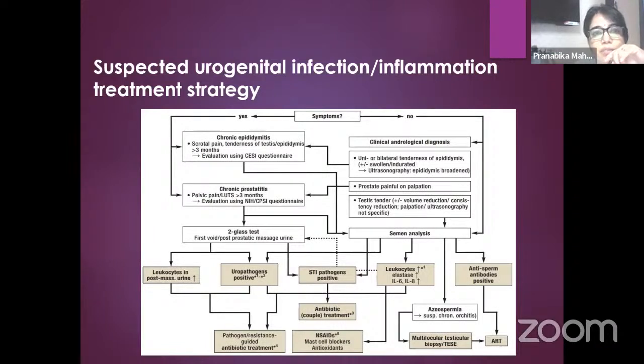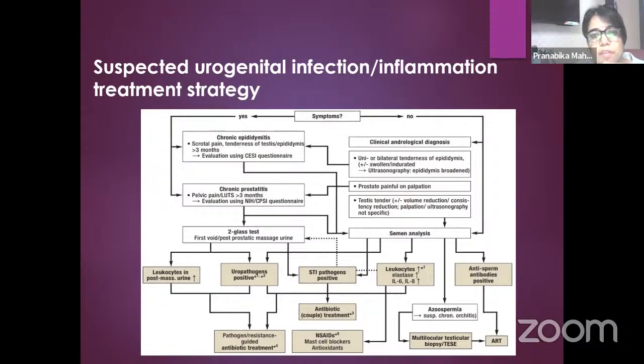So if someone has infection, one can have chronic epididymitis, chronic prostatitis. They will have scrotal pain, tenderness on the testes or epididymis. Then pelvic pain can be there. So first void, post-prostatic massage, then again the two-glass test is done. This is usually done to see leukocytes in the urine and uropathogens. Then if he is STI positive, then antimicrobial therapy for both of them.